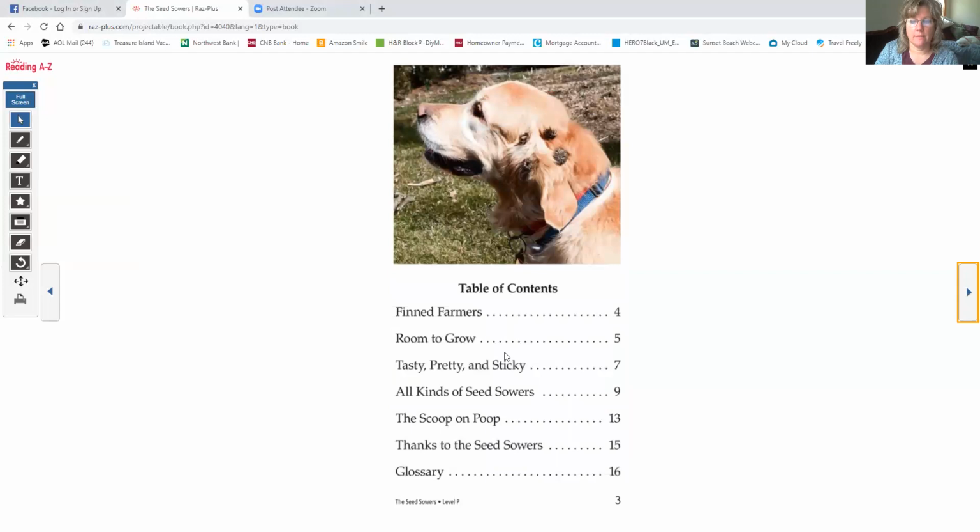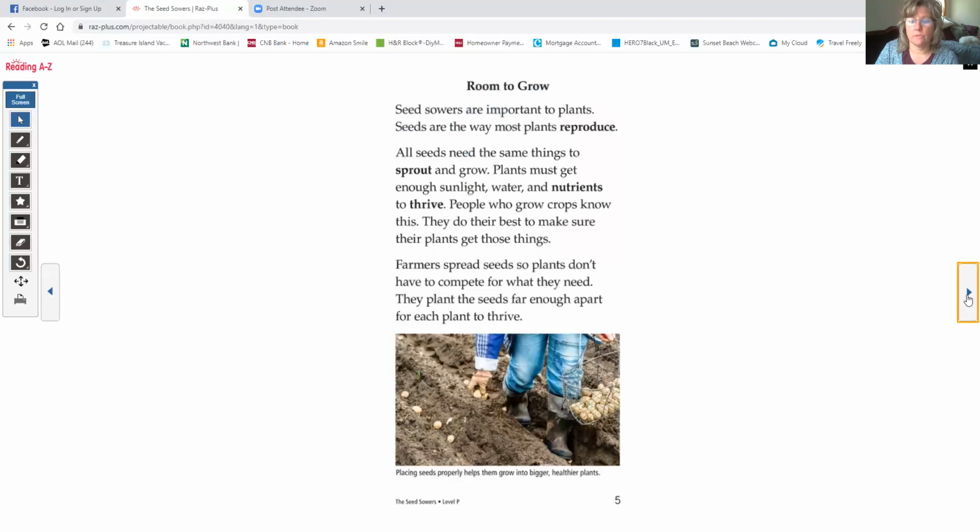Here's the table of contents. That helps me know it's nonfiction. As I said, I'm not going to read the whole story. I'm going to skip to page 6. And let's see what's on page 6.